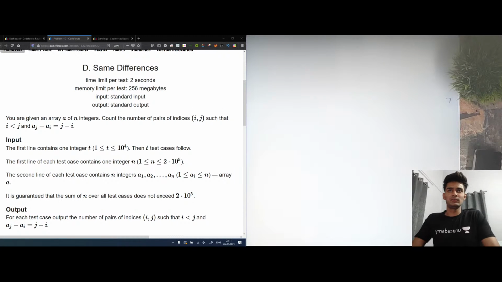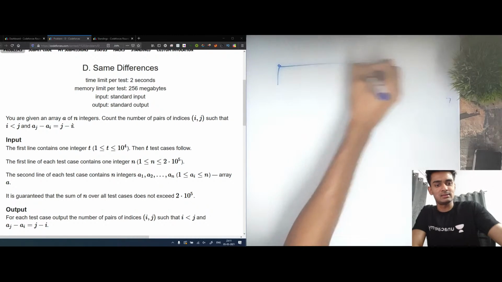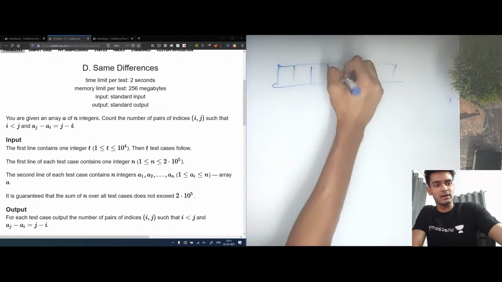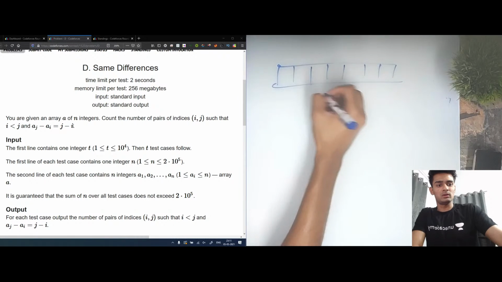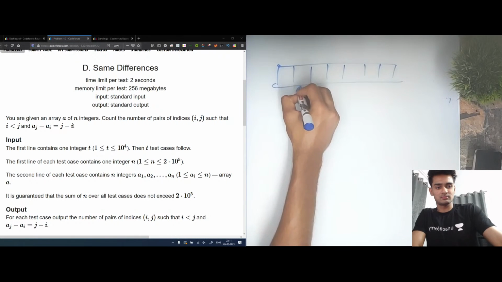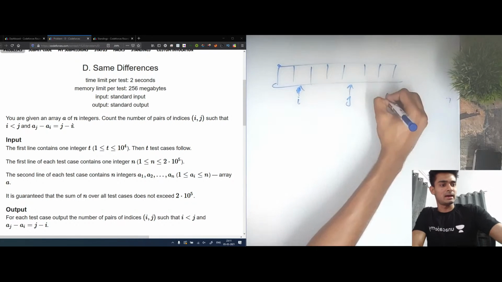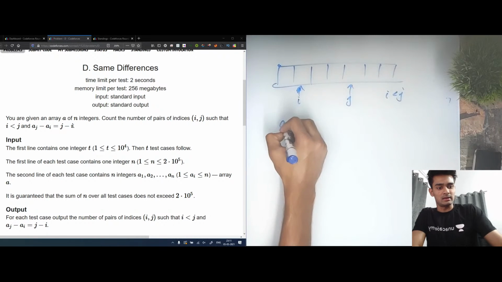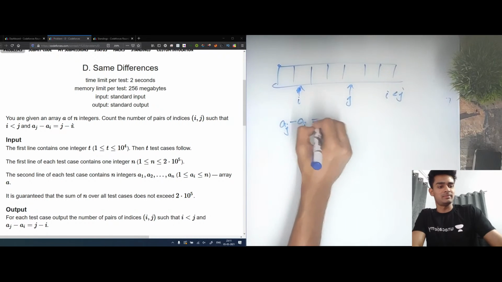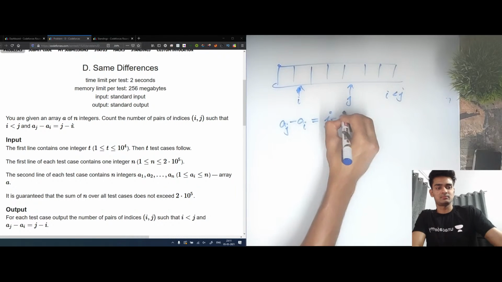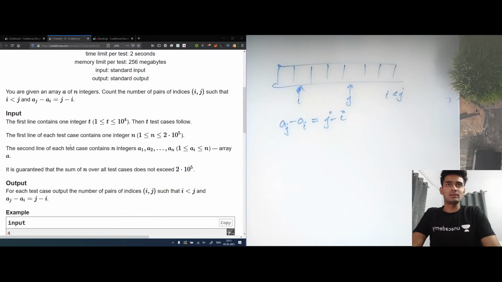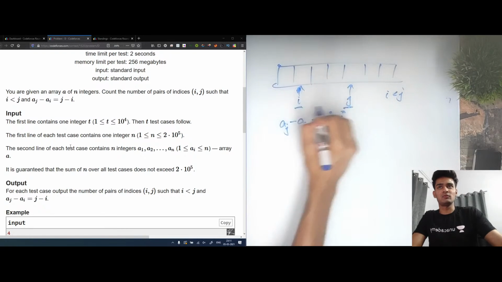So the next problem says that you're given an array A of integers. Count the number of pairs of indices i, j such that i is less than j and aj minus ai equals to j minus i. So basically, what they are telling us is that this is our array. Now, let's say this is i and this is j. What they want us to do is that i should be less than j and aj minus ai should be equal to j minus i. And that's it. So basically, we just need to find the number of pairs of i and j possible.